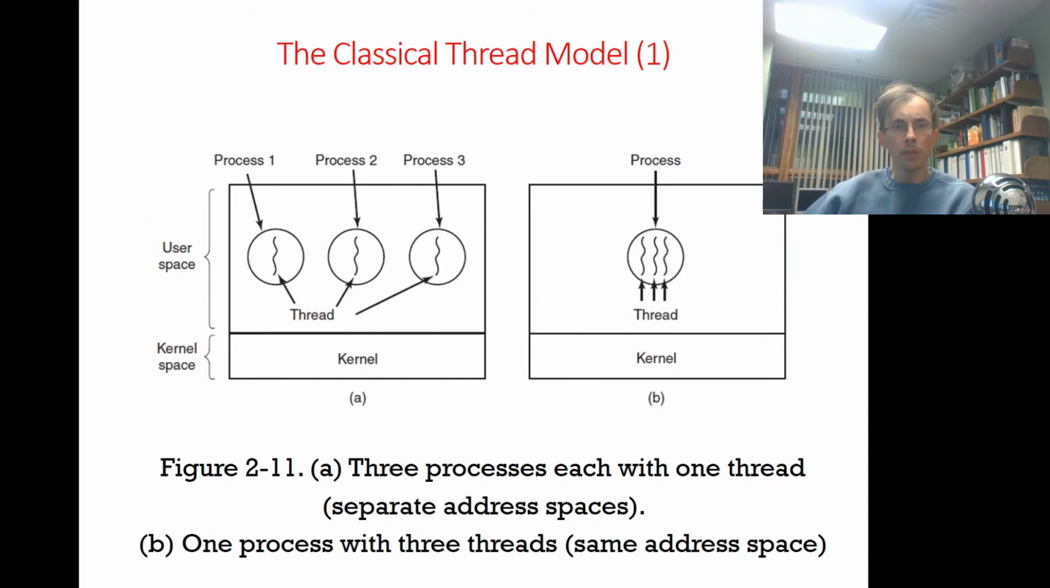So here's our classical thread model. What we see here is a way in which threads of execution can occur. On the left side, we have 3 processes, each with a single thread in its process space. So here's a thread, here's a thread, here's a thread for processes 1 through 3 in user space. And obviously, we have the kernel down here at the bottom for both of these. And then over here, I have one process with 3 threads, same address space, right? Because they're all together within the same process.